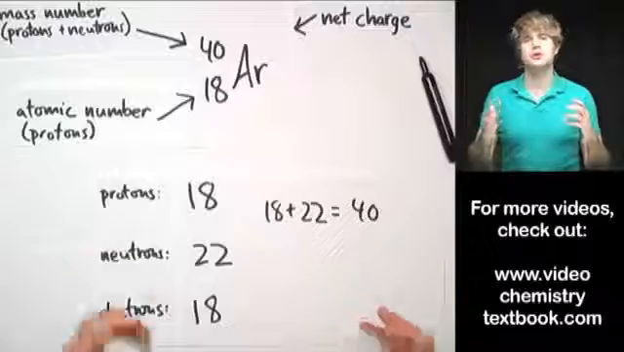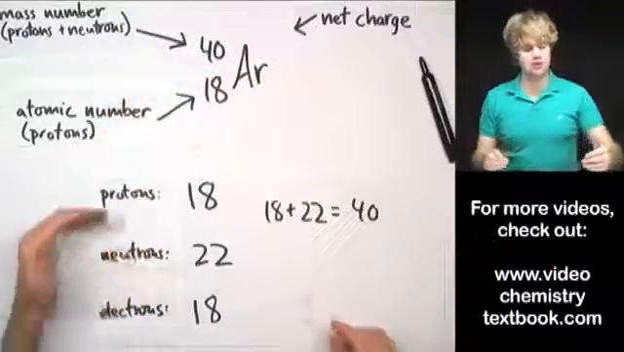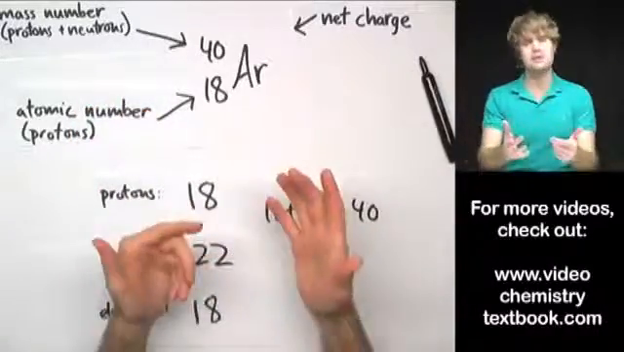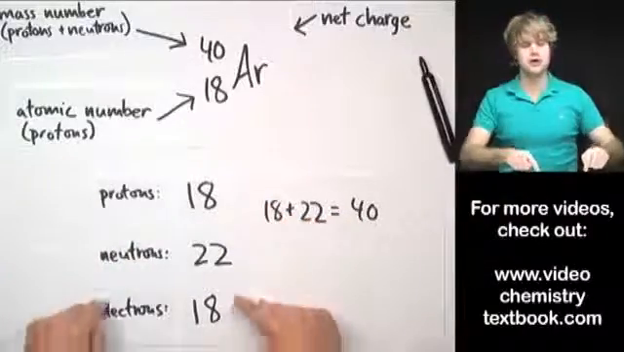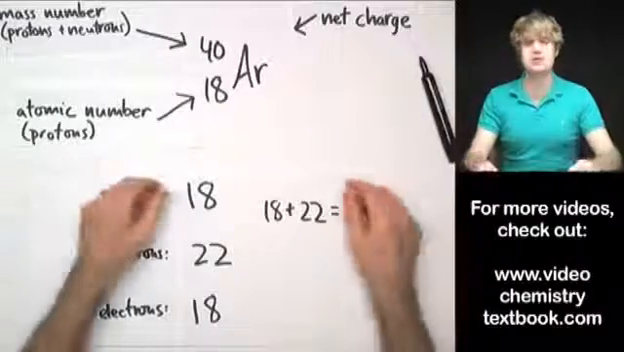Okay? So that's how we can take an atom written in isotope notation and figure out the number of protons, neutrons, and electrons that it has in it. And then we can also do the opposite. We can take a given number of protons, neutrons, and electrons and go ahead and write the symbol for it. So that's isotope notation.